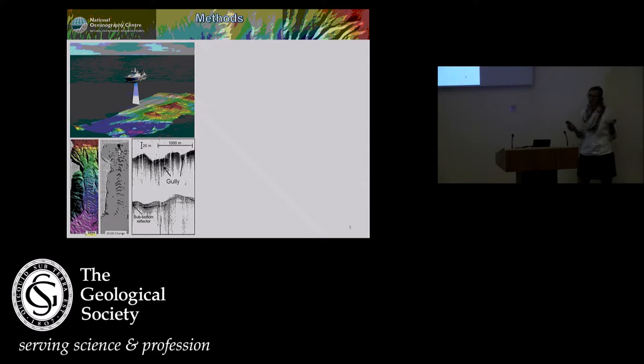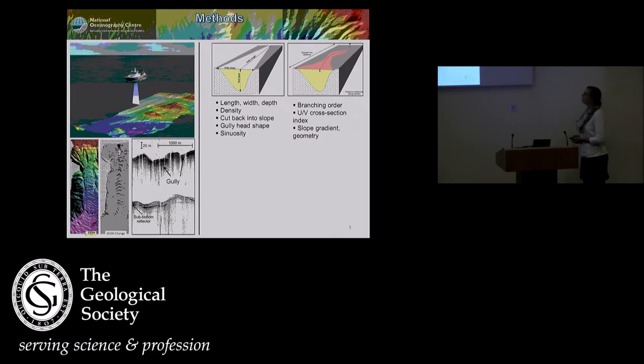The way we look at seafloor morphology is by using mainly multi-beam bathymetric data that's collected on ships. We can use repeat surveys to look at how the seafloor has been changing recently, and also seismic and sub-bottom data to look at cross-sectional change in gullies and also how they've developed. So I've been looking at this geophysical data by measuring a number of gully parameters to try and identify if we can use this to see how processes are influencing seafloor morphology.